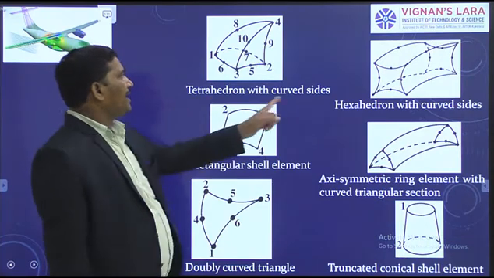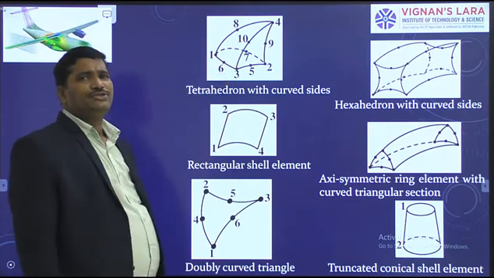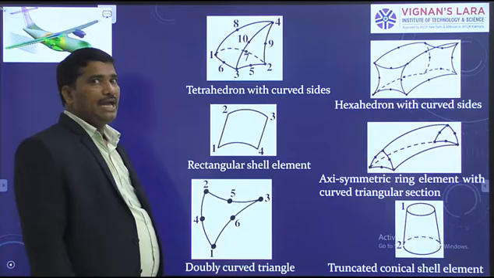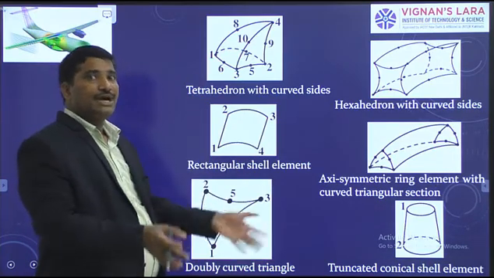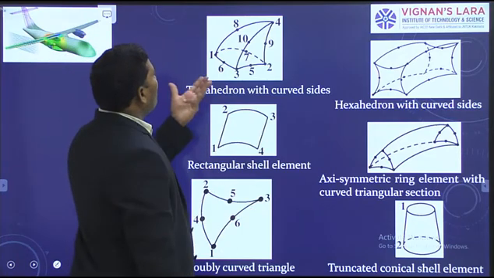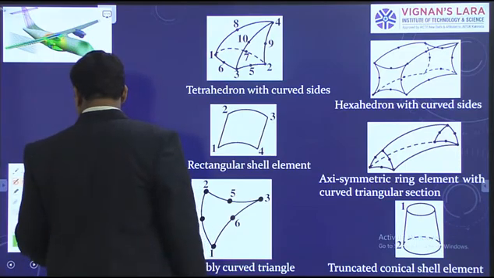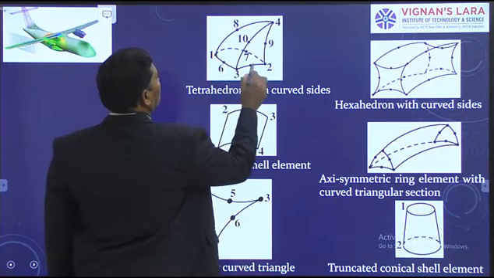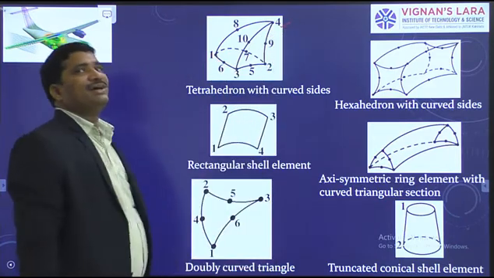This is a tetrahedron with curved sides. So this type of element we can choose to idealize three-dimensional domains having curved boundary surfaces. See here, how many nodes does it contain? Let us start counting. 1, 2, 3, 4. 4 nodes at the element corners.